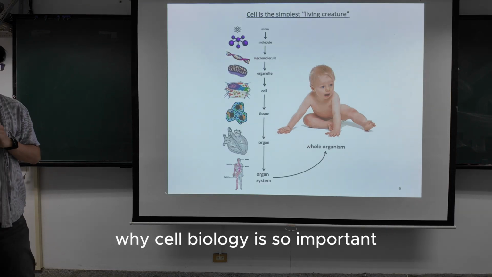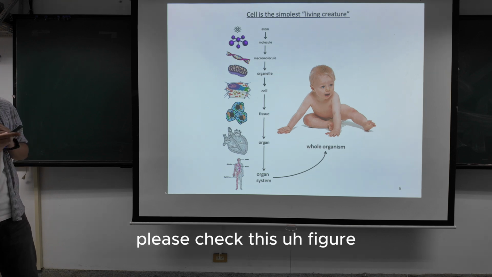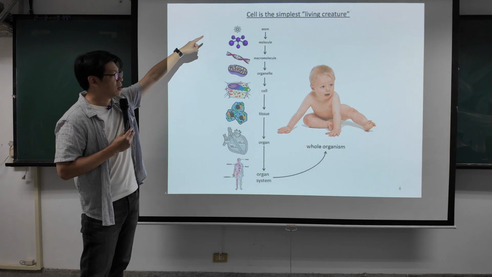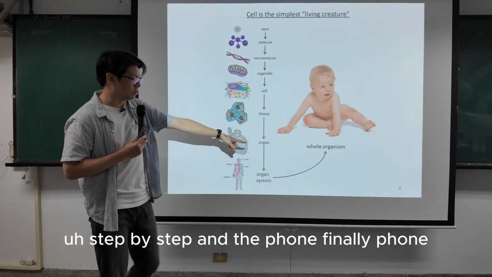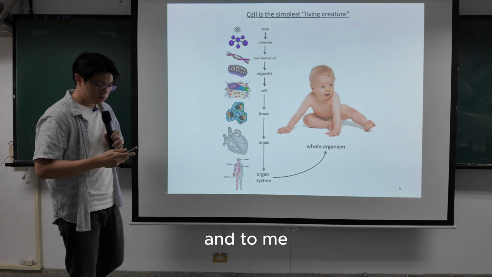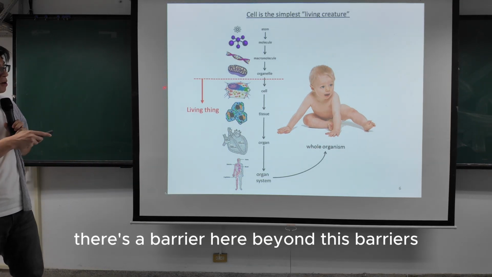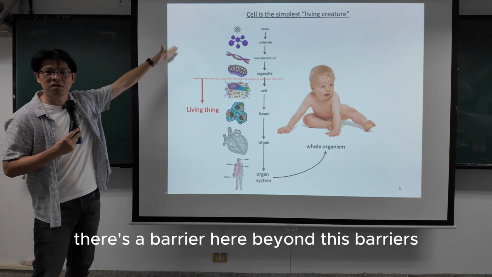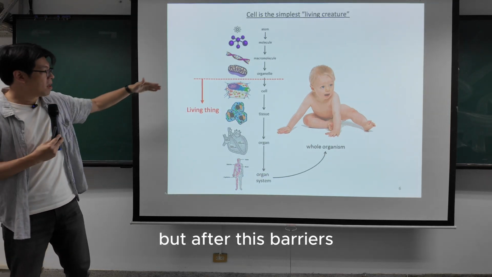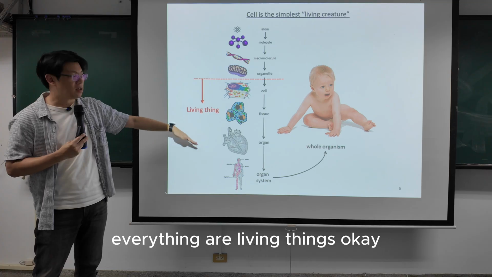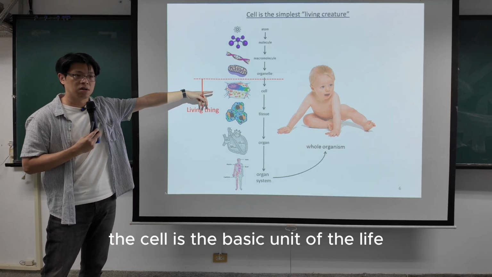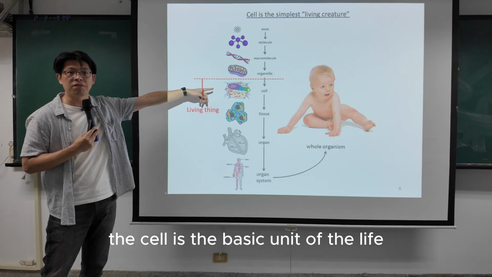Why is cell biology so important? Please check this figure. You will see the figure shows how simple atoms, step by step, finally assemble to build up the whole organism. And to me, there's a barrier here. Beyond this barrier, everything is dead stuff, okay? But after this barrier, everything is a living thing. In other words, the cell is the basic unit of life.